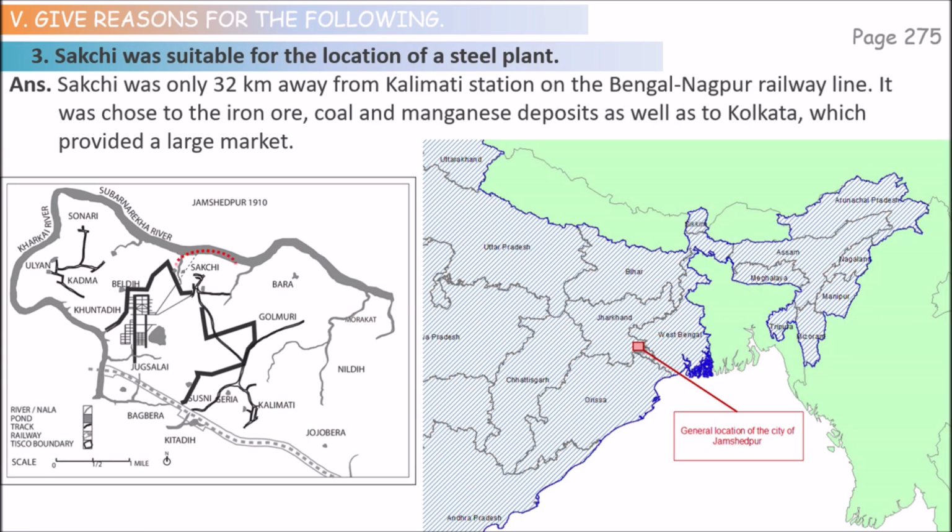Number 3. Sakchi was suitable for the location of a steel plant. Answer. Sakchi was only 32 km away from Kalimati station on the Bengal-Nagpur railway line. It was close to the iron ore, coal, and manganese deposits as well as to Kolkata, which provided a large market.